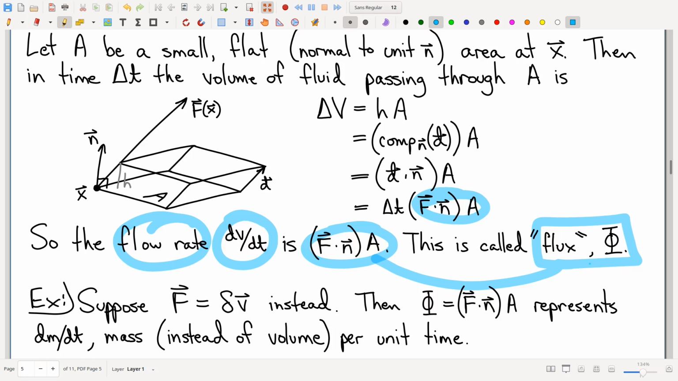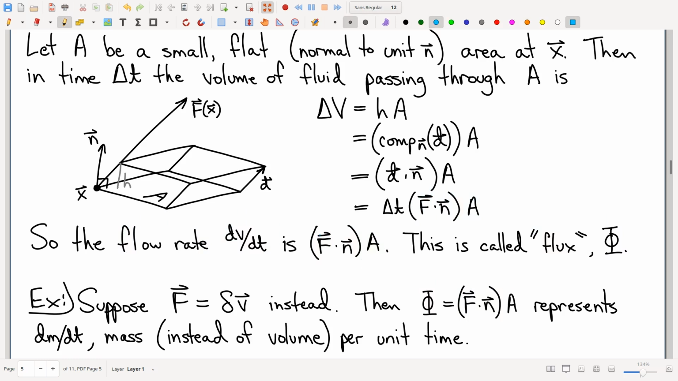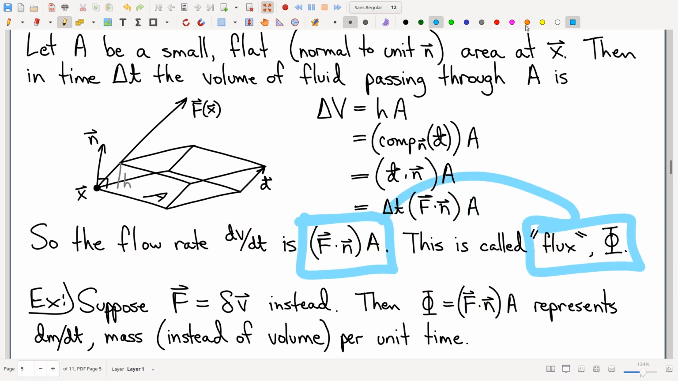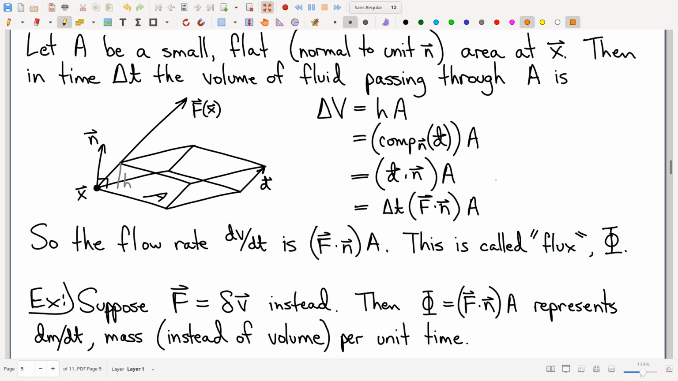All right, now one thing I want to point out, this could be negative. After all, you look at this formula here, there's a dot product in this formula for flux. What if that dot product's negative? What does that mean geometrically? Now here's the little catch. When I started this calculation, I said we've got some normal vector that's perpendicular to the surface. Well, wait a minute, there's two of them. There's two unit normal vectors perpendicular to the surface.